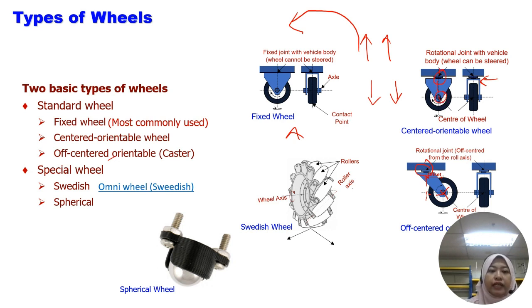Ada juga yang special wheel, nama dia sebagai Swedish ataupun spherical. Okay, yang ni adalah Swedish wheel. Okay, dia ada banyak roller dekat dalam satu wheel. Okay, ada juga yang spherical wheel yang macam ni. Bola ni akan berpusing.